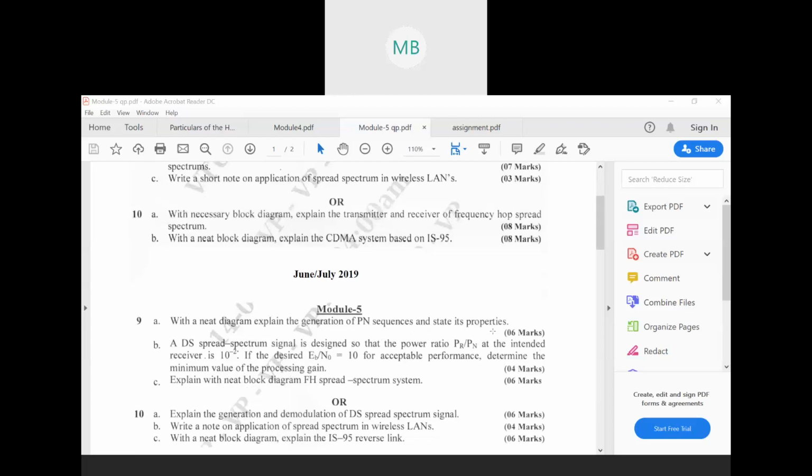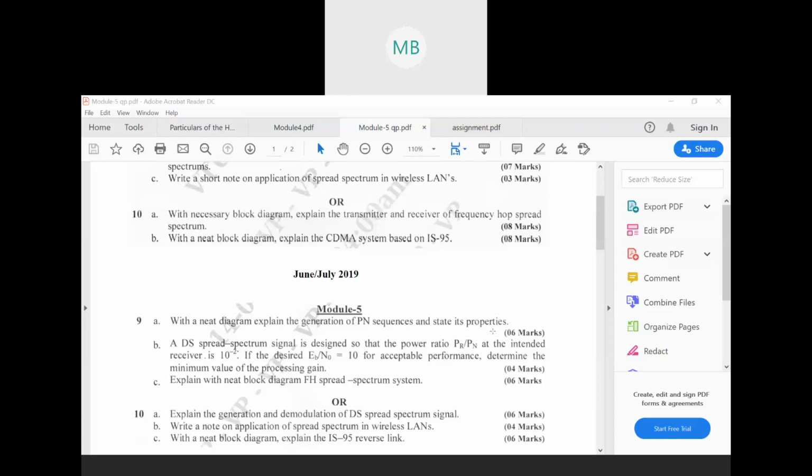What is maximum length sequence? What is PN sequence? How is this sequence generated? You explain it, and define or write the properties and then explain it. Balance property, run property, and autocorrelation property, and explain it. Right? It is for 6 marks.